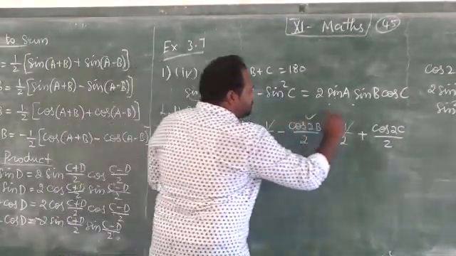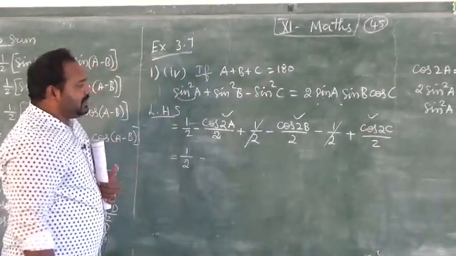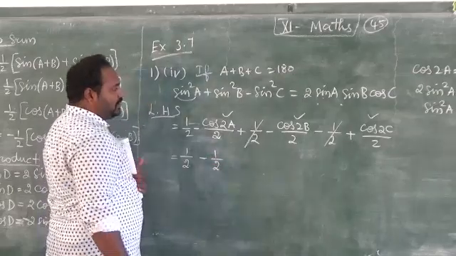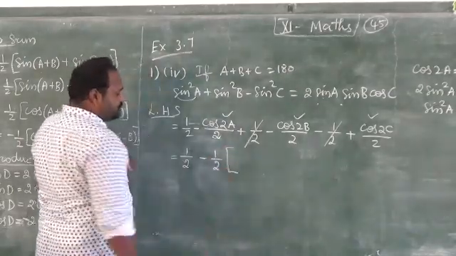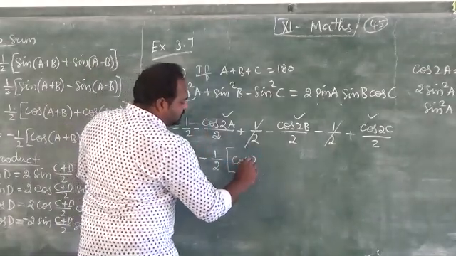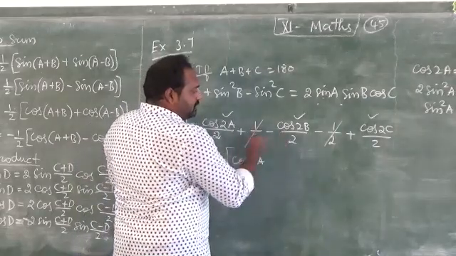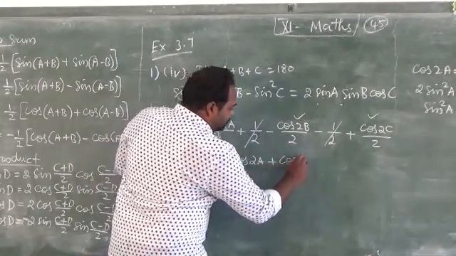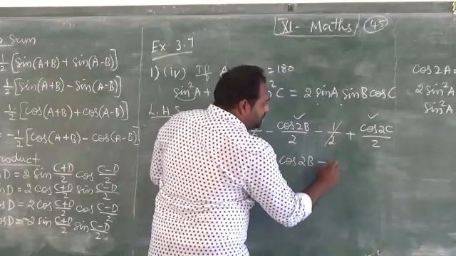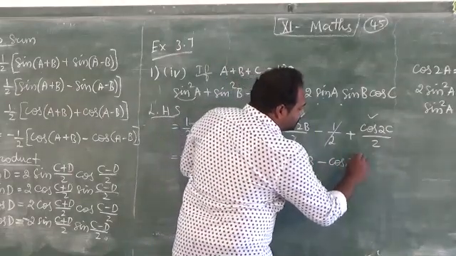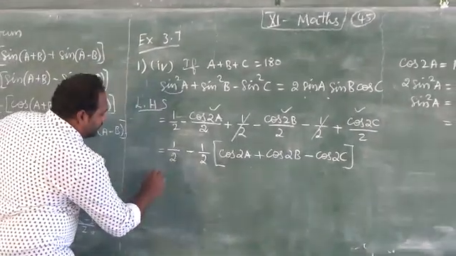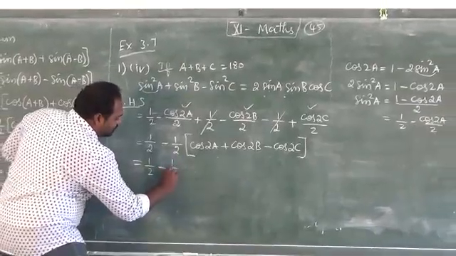Then look at these 3 terms. We can take 1 by 2 commonly outside. I am taking minus 1 by 2 commonly outside. So it is minus 1 by 2, cos 2A, then since minus 1 by 2 came out, plus cos 2B. Here plus is there, but we are taking minus 1 by 2, so it will be changed into minus cos 2C. After this step, 1 by 2 minus 1 by 2.